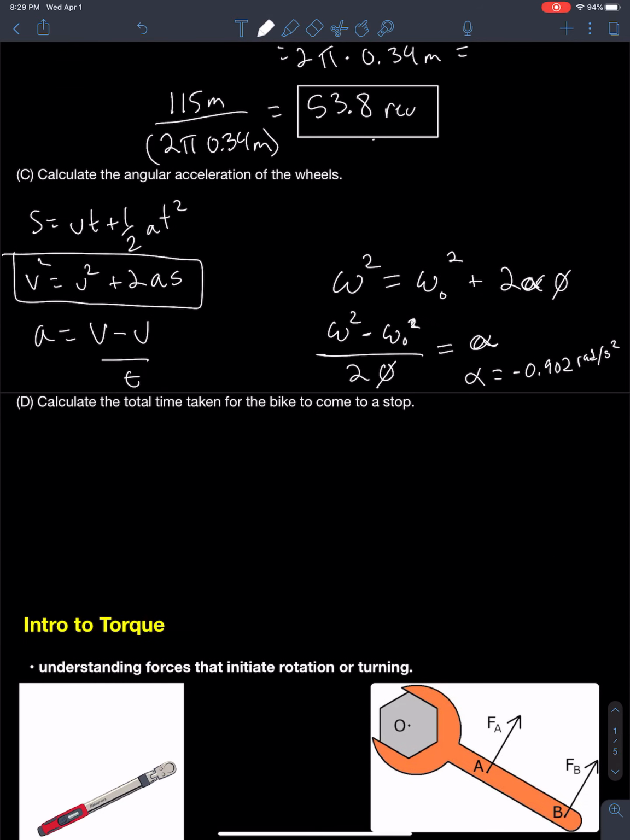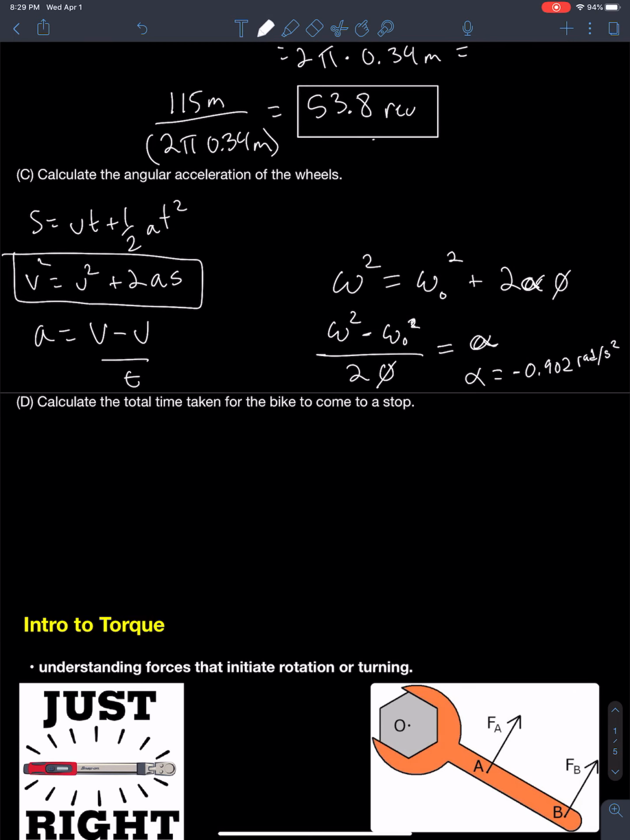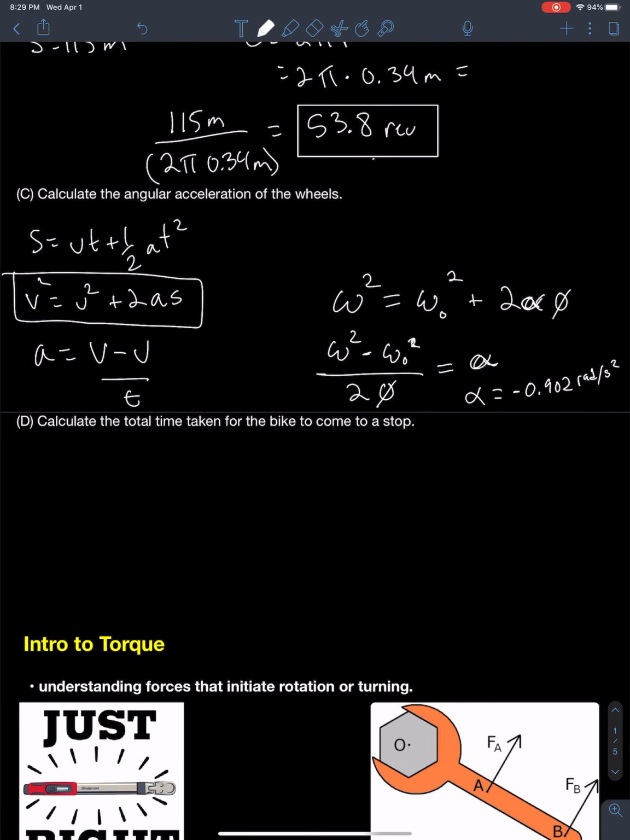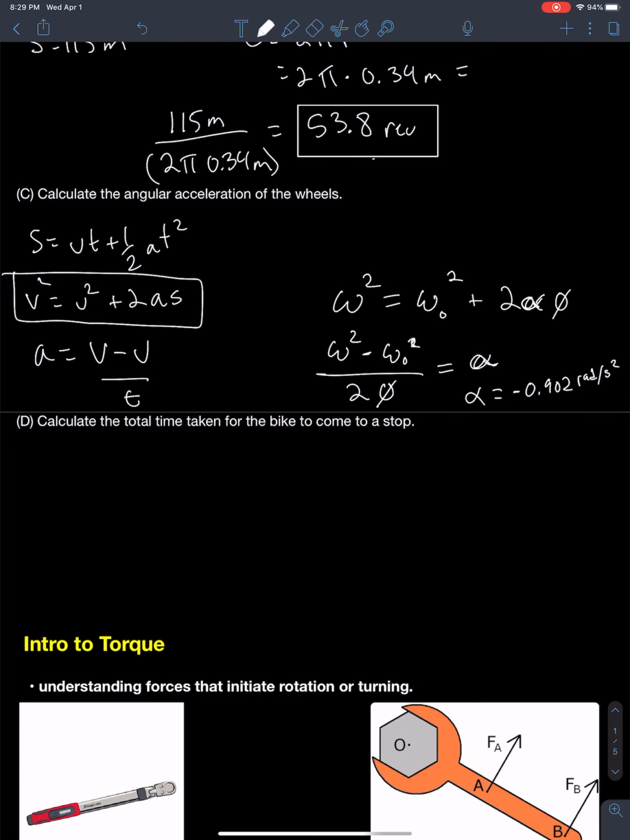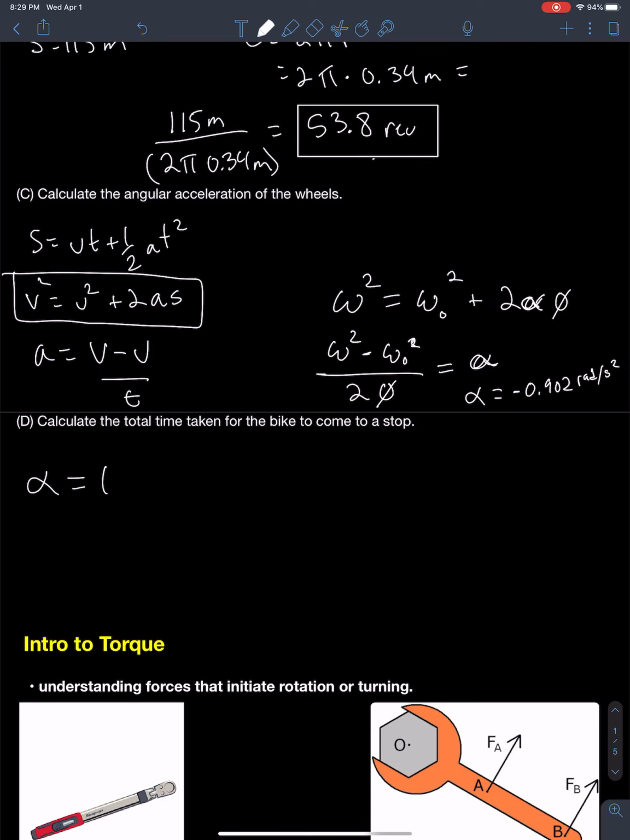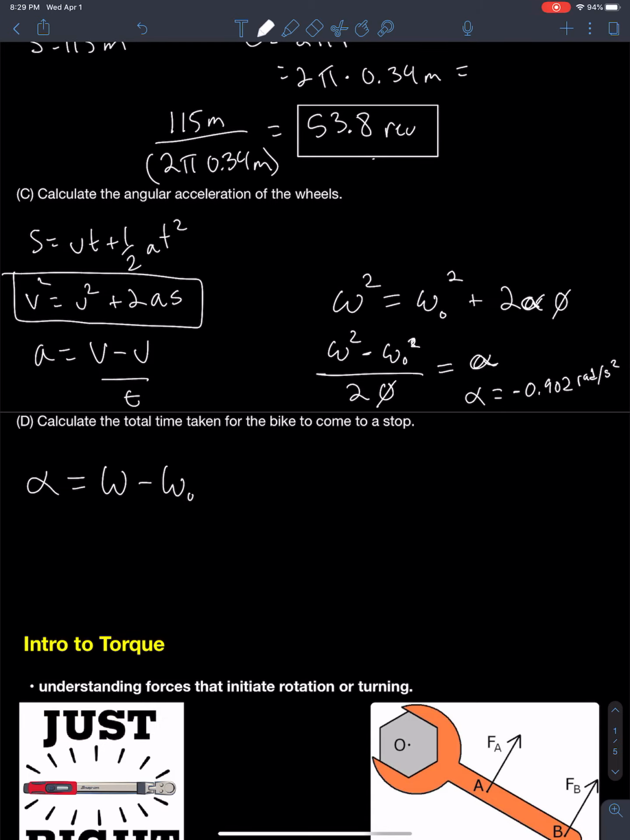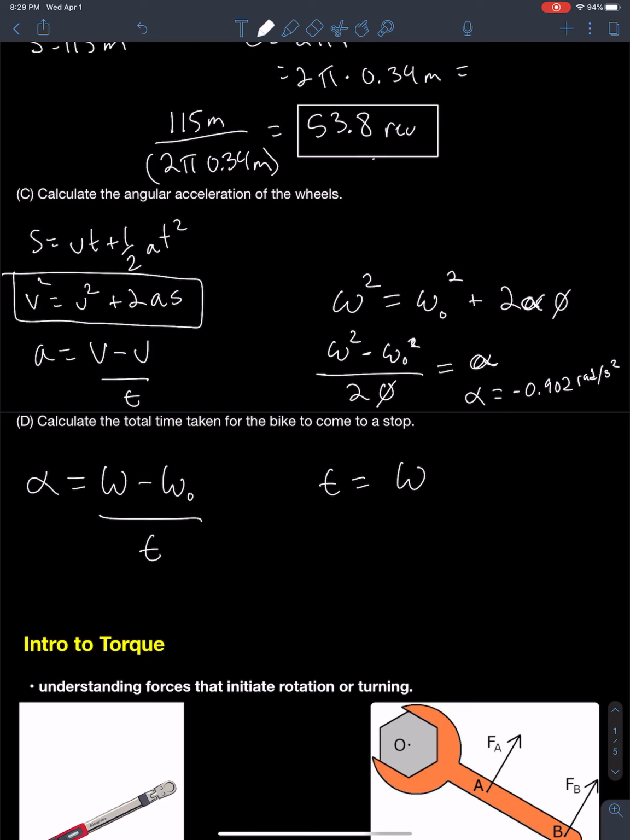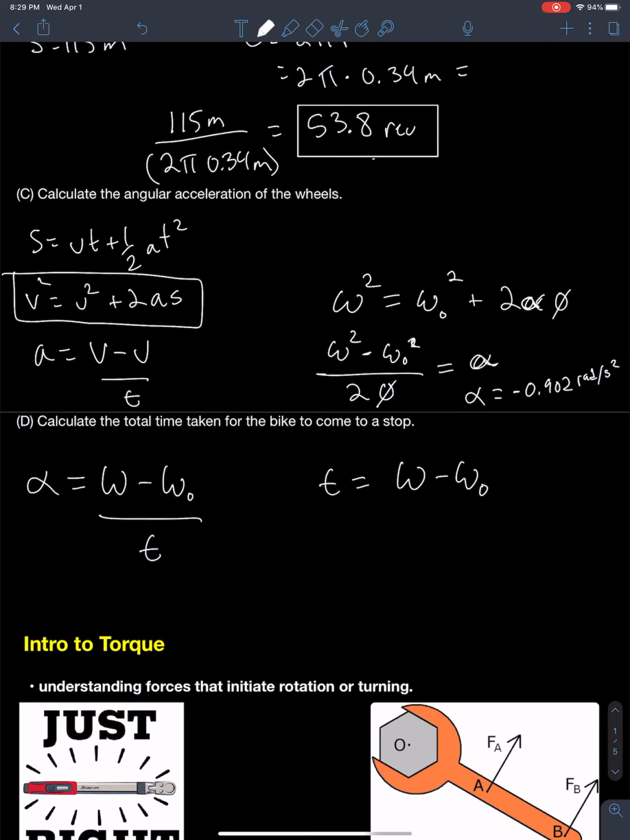Now with all that information, we can calculate the total time taken for the bike to come to a stop. And how we're going to do that is using this last formula that I drew out over here. That's the linear one. I can convert it into the angular formula. So converting that into the angular formula, my angular acceleration is equal to my final angular velocity minus my initial angular velocity divided by time. If I rearrange that equation, time is going to be equal to my final angular velocity minus my initial angular velocity divided by my angular acceleration.